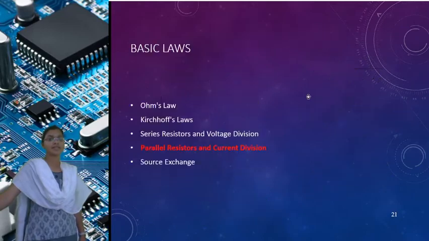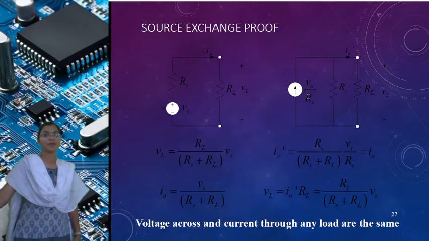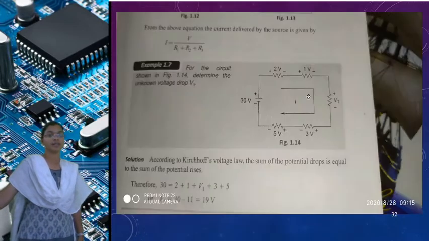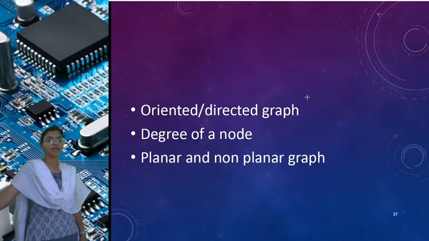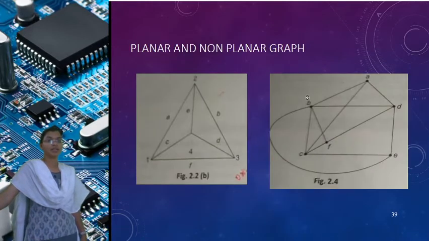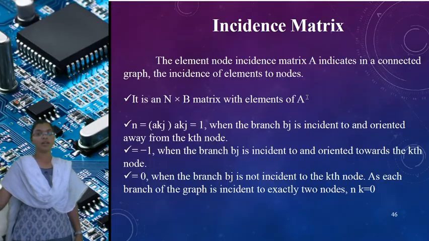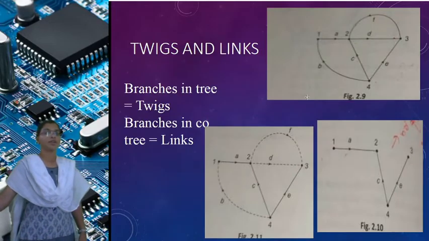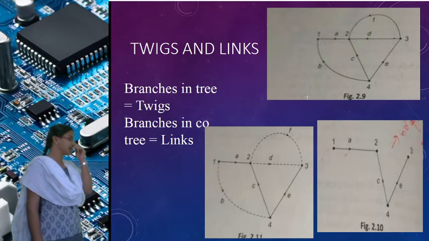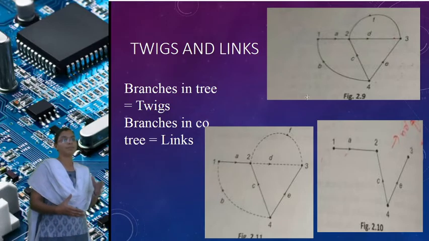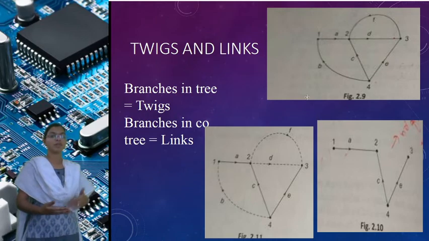In yesterday's class, we discussed different topics, like how we are going to draw the tree and co-tree of a particular network, as well as the incidence matrix. So I'll repeat those terms. Here we can draw the trees and links, or tree and co-tree. We are taking a subgraph of that particular network.